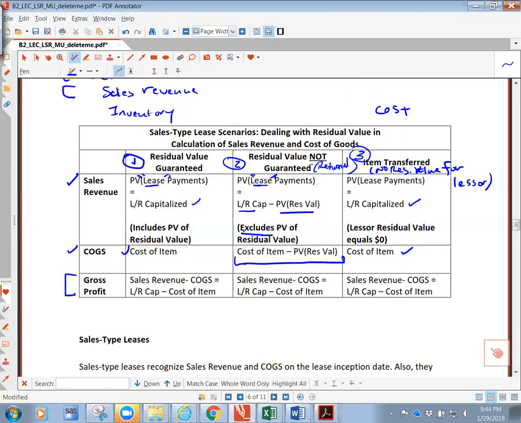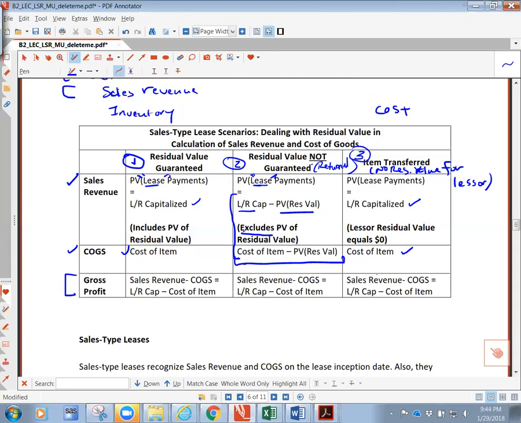So actually, scenario 2 ends up being not too bad, because you can see, from lease receivable capitalized minus present value residual value, cost of item minus present value residual value, you calculate the present value of the residual value and just subtract it from your lease receivable capitalized for your sales revenue, so you reduce the credit by a fixed amount. And then you subtract it from the cost of the item to get your cost of goods sold, so you're reducing the debit and the credit by a fixed amount.